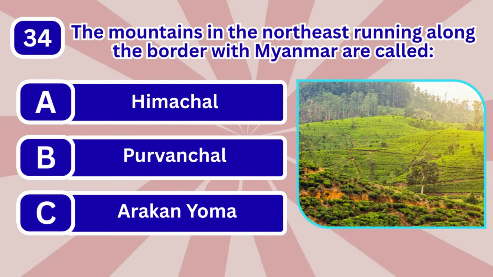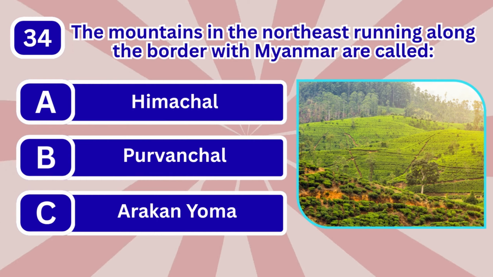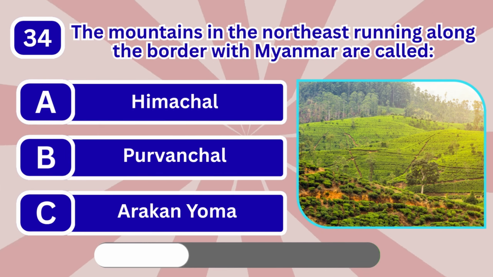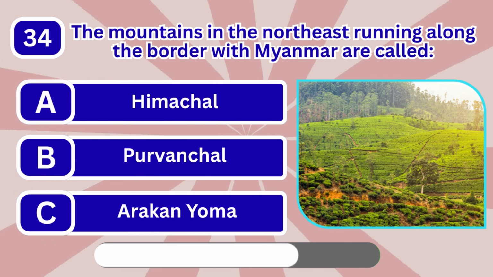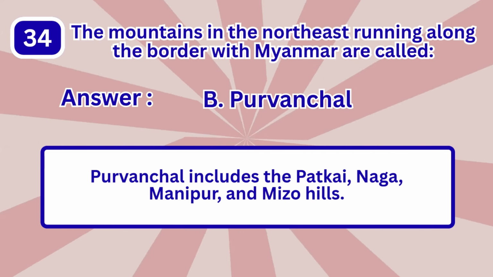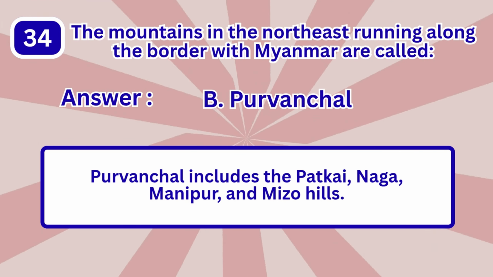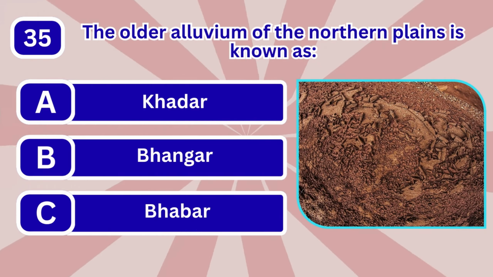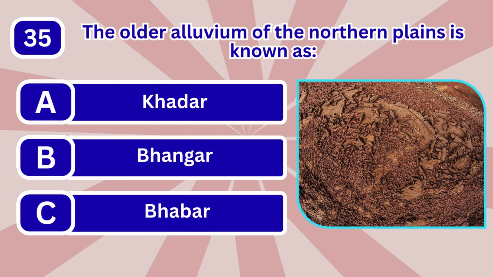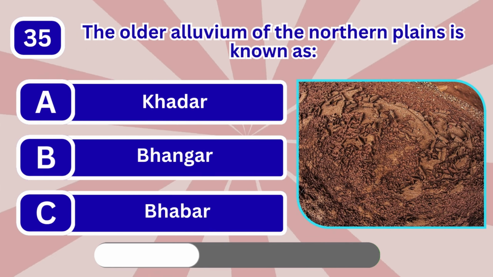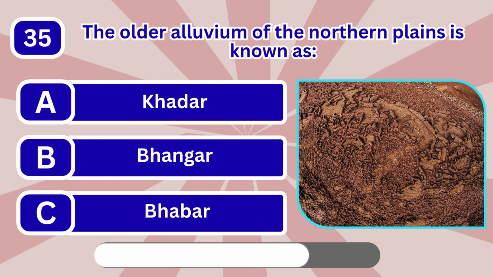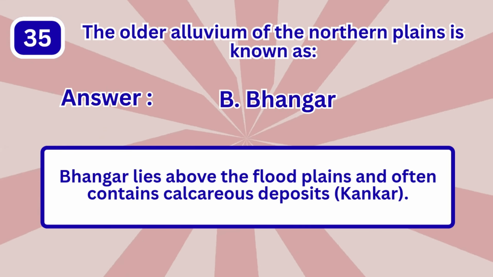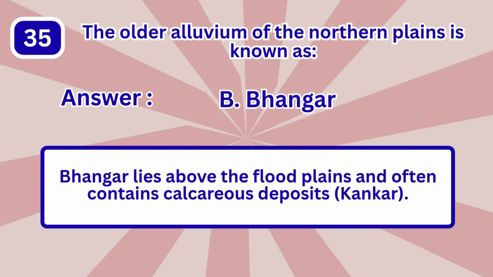The mountains in the northeast running along the border with Myanmar are called Option B. Purvanchal. The older alluvium of the northern plains is known as Option B. Bhangar.